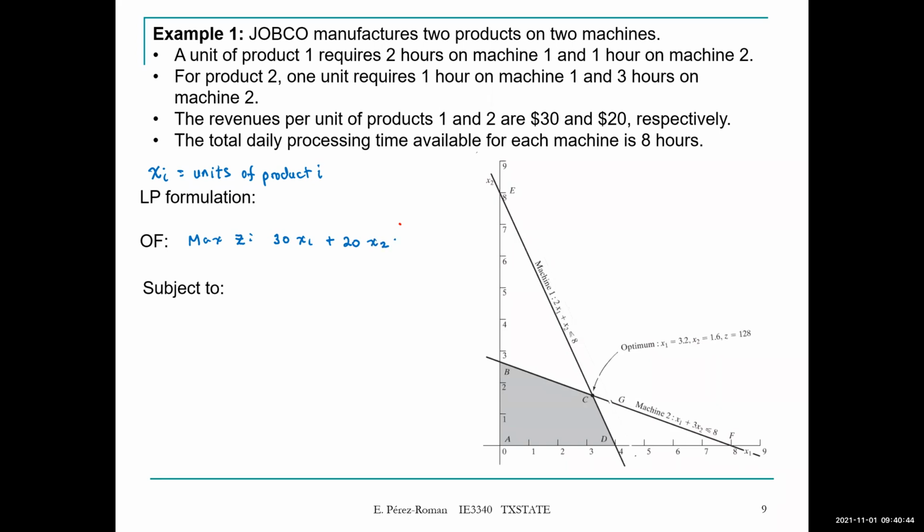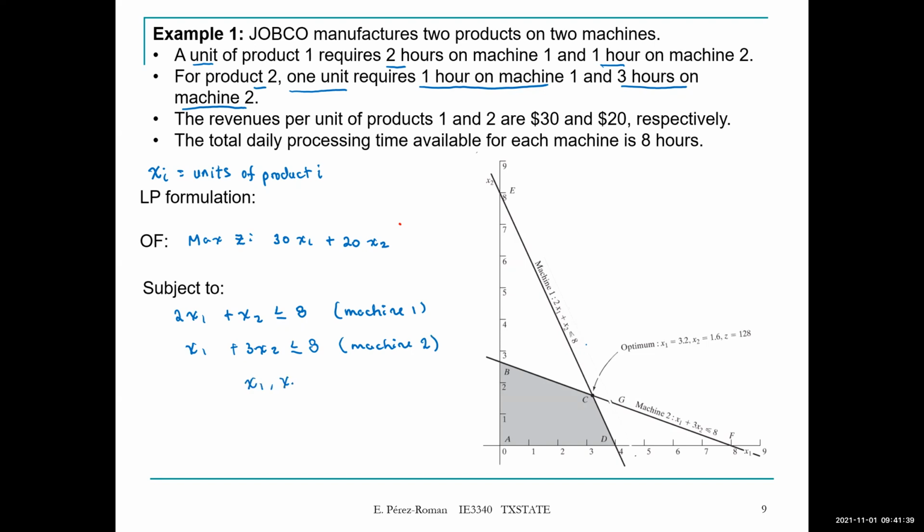And we have two constraints. For machine one, we know we have 8 hours and we know the requirements: a unit of product 1 requires 2 hours on machine 1 and 1 hour on machine 2. For product 2, 1 unit requires 1 hour on machine 1 and 3 hours on machine 2. So my constraints are in terms of each machine. We have 2x1 plus x2 less than or equal to 8, and this is for machine 1. And I have x1 plus 3x2 also less than or equal to 8, because we have 8 hours for machine 2. This is machine 2. And then my decisions have to be greater than or equal to 0.